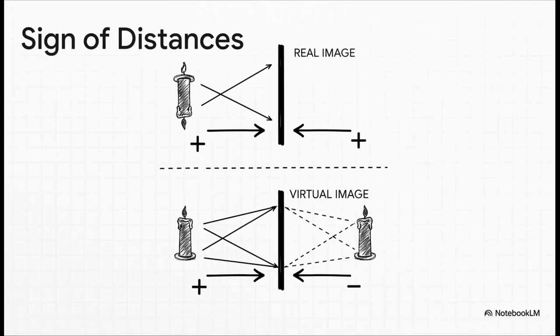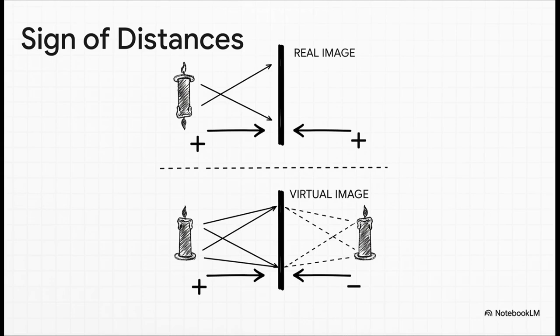And this diagram really breaks down how that rule works in practice. So, notice the object is in front of the mirror in that real-world zone, so its distance, which we call P, is positive. Now look at the top example. The light rays actually converge in front of the mirror to form a real image, so its distance, Q, is also positive. But now check out the bottom example.